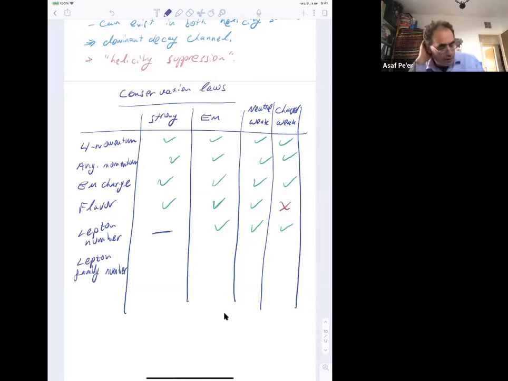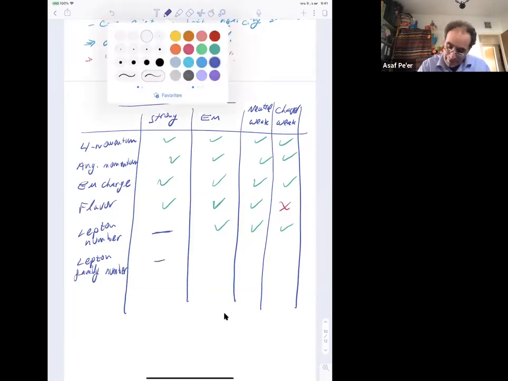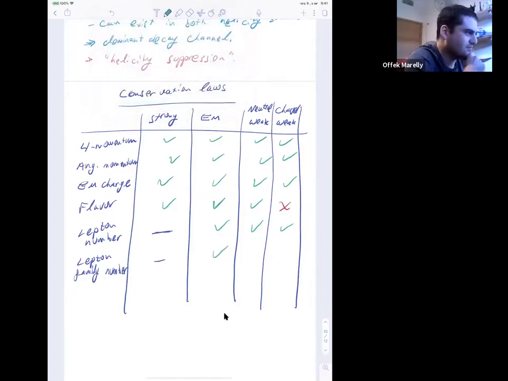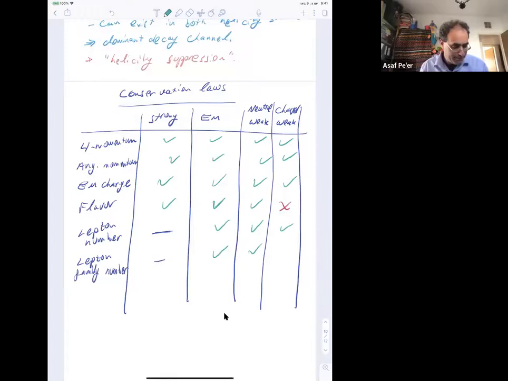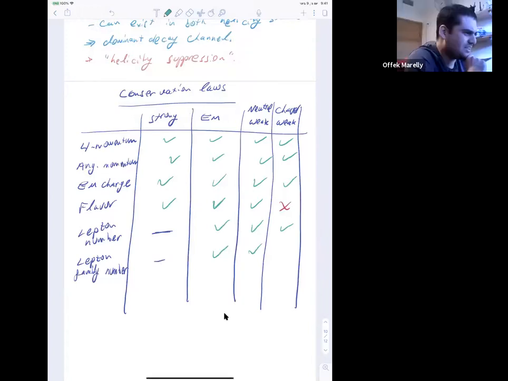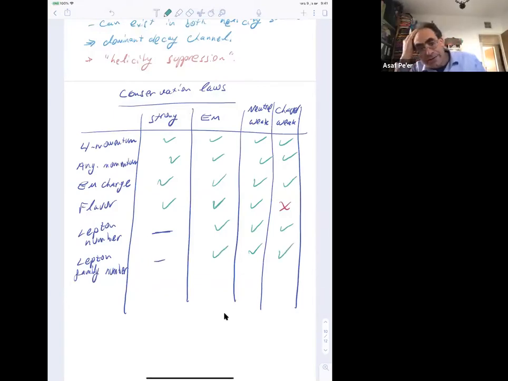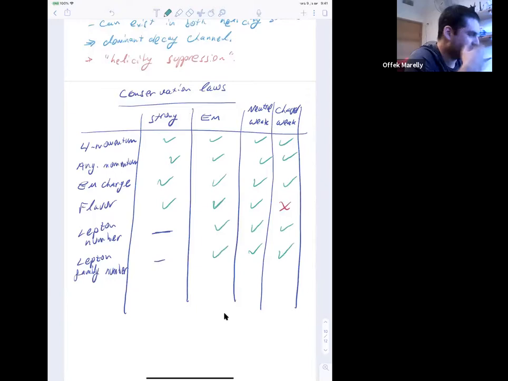What about the strong interaction? Irrelevant, very good. What about the electromagnetic? Yes. Neutral weak? Yes. Charge weak? I think it doesn't. Not the generations. It does, the families.